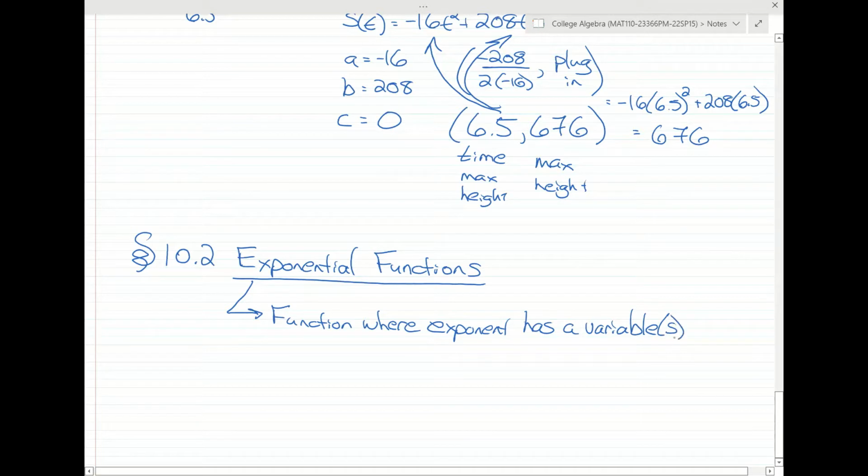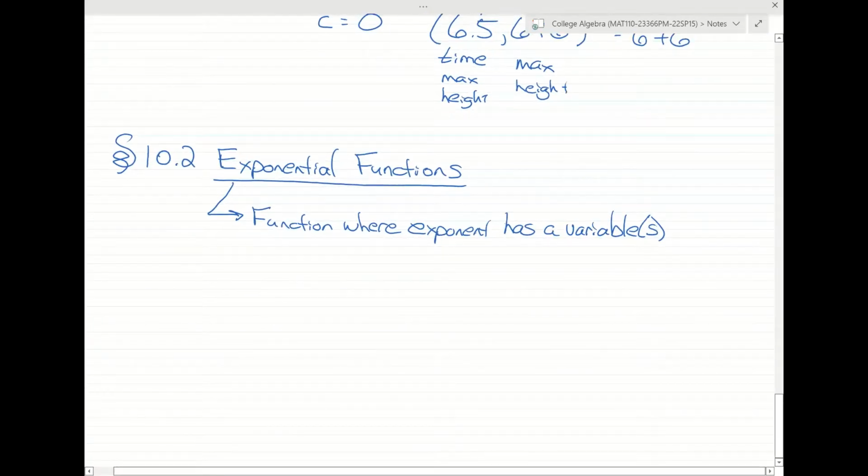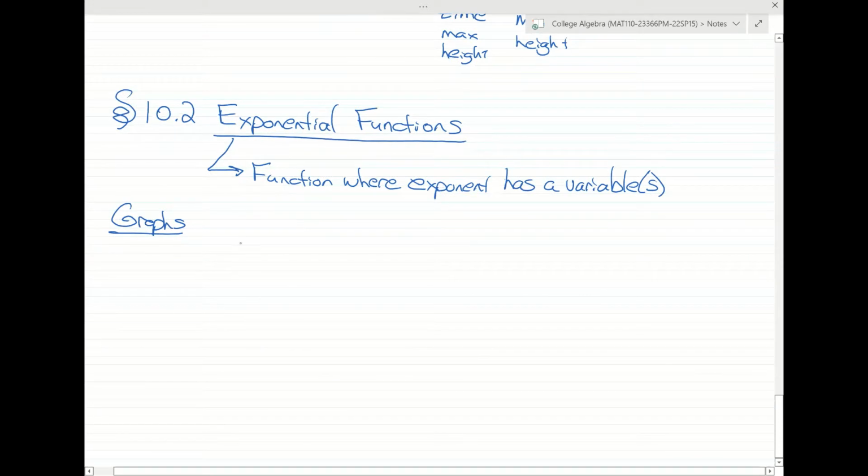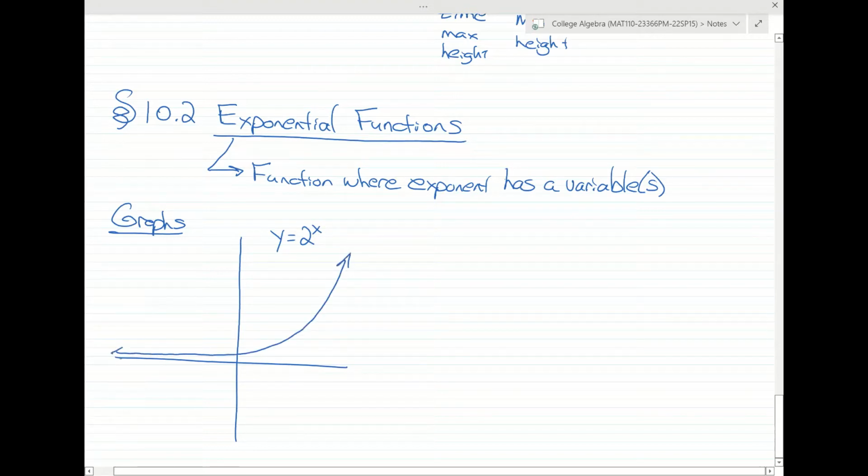I'll just put S in parentheses in case there's multiple variables. Usually it's just one. Typically, the way that we graph these, go ahead and take a look. If you have a graph of, say, 2 to the x, or 3 to the x, or 4 to the x, or 5 to the x, they look like this. What you would do is pick different x values, make a table, connect the dots, and you would get a graph that looks something like that.